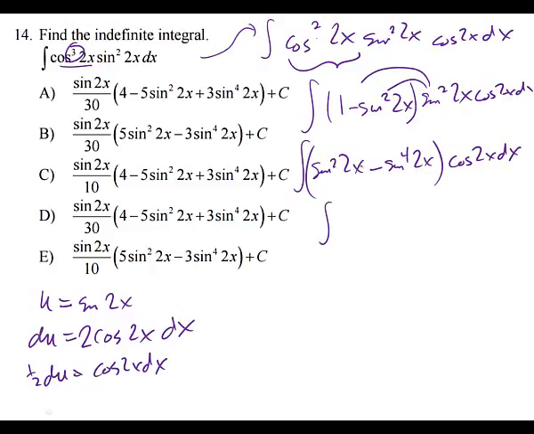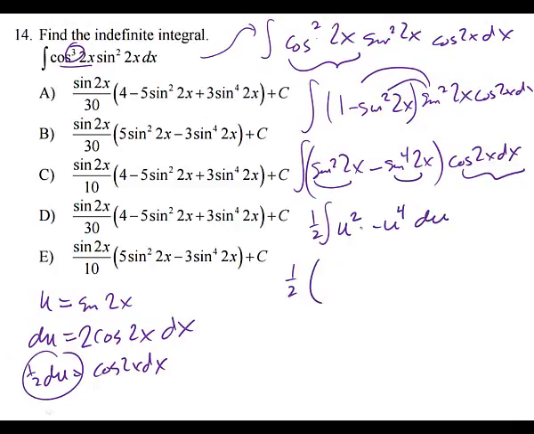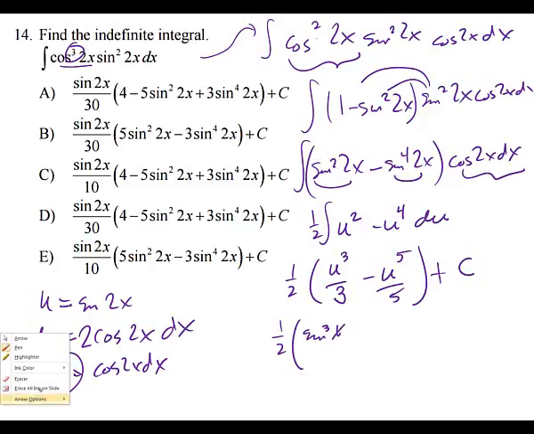So for this piece here, I'm subbing in u squared. For this piece here, I'm subbing in u to the 4th. The cosine 2x dx is the same as 1/2 du. Much easier to deal with that. When we integrate u squared, we get u to the 3rd over 3 minus u to the 5th over 5 plus c. At that point, we're going to sub our u back in. So I'm seeing 1/2 sine cubed 2x, right?